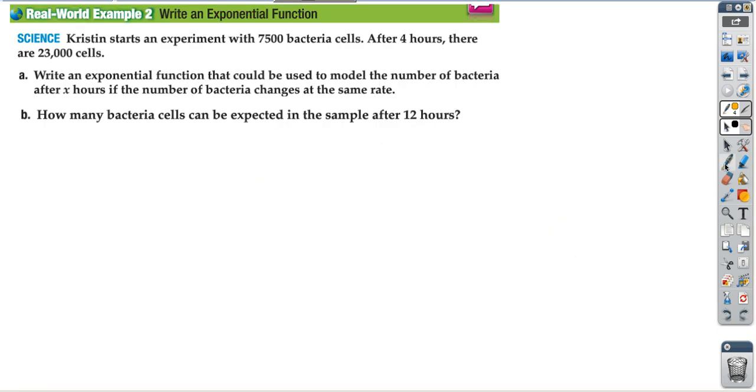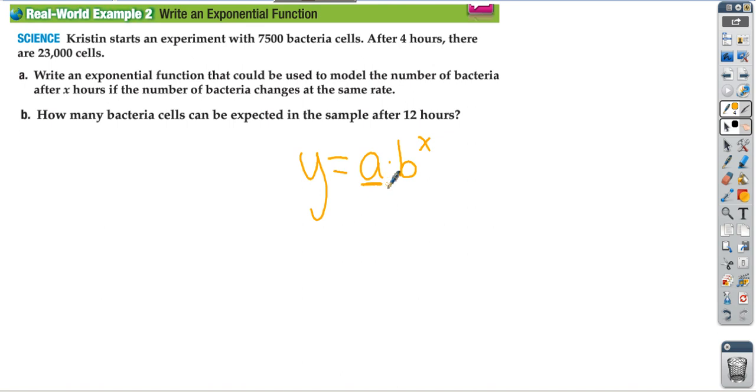Alright. This is an example of when you would use this in an actual science context. It says, Kristen starts an experiment with 7,500 bacteria cells, and after 4 hours there are 23,000 cells. Here's the general form of an exponential function. We talked about it in 7.1.